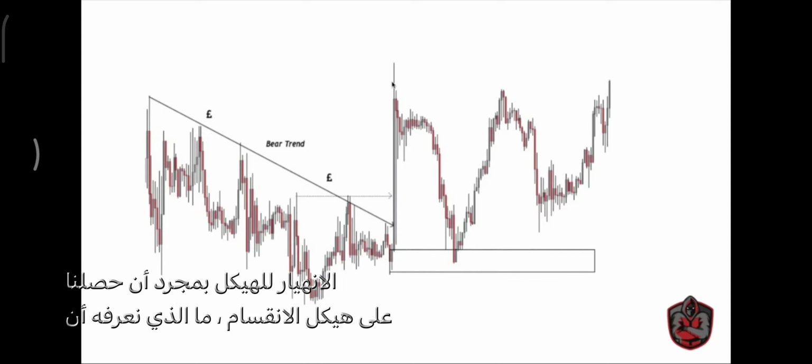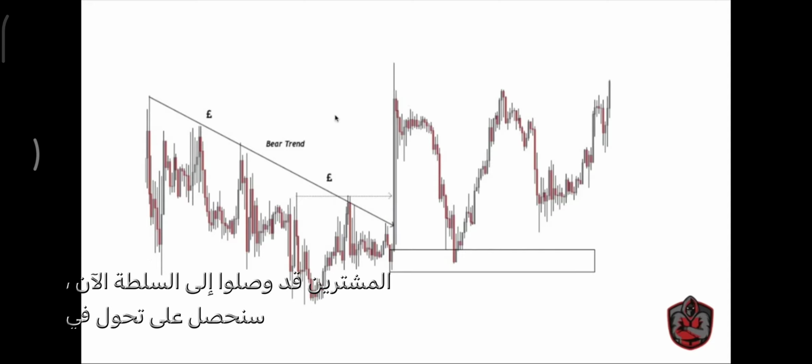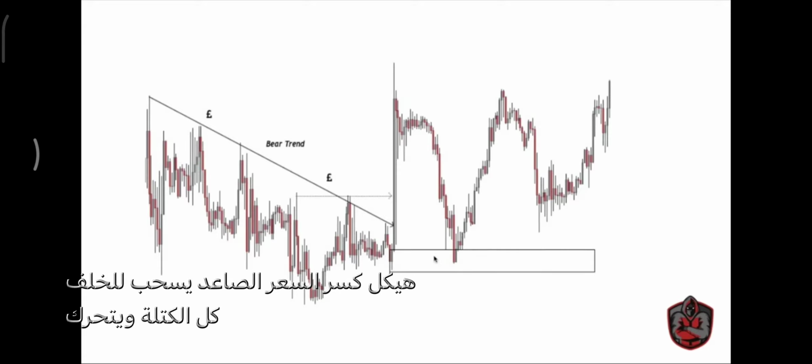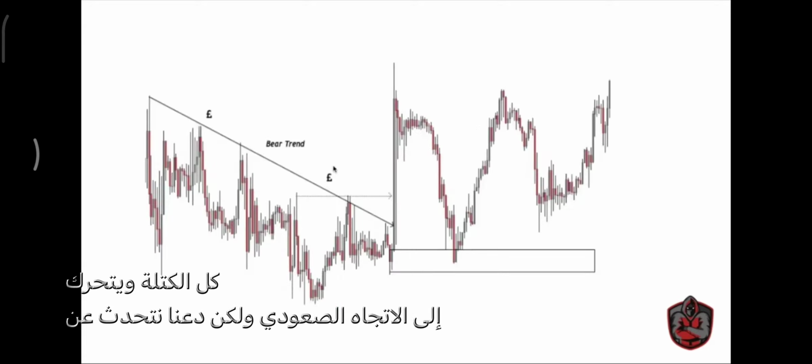Once we got that break of structure, what do we know? The buyers are coming into power. Now we're going to have a shift in the market. The market is going to shift into the upside. Price breaks structure, pulls back, mitigates the order block, and moves over to the upside. But let's talk about liquidity now.